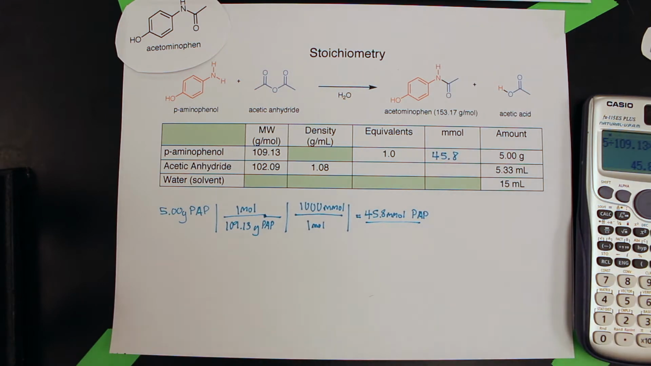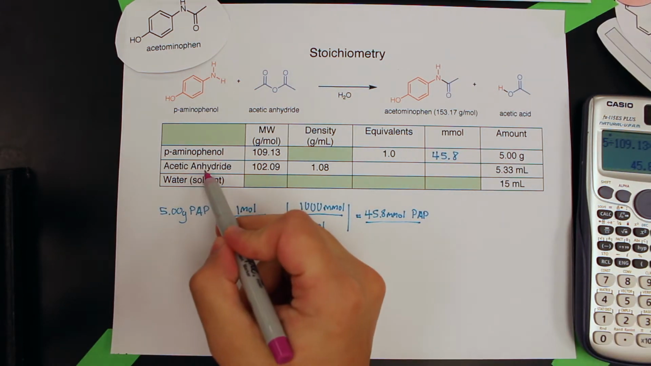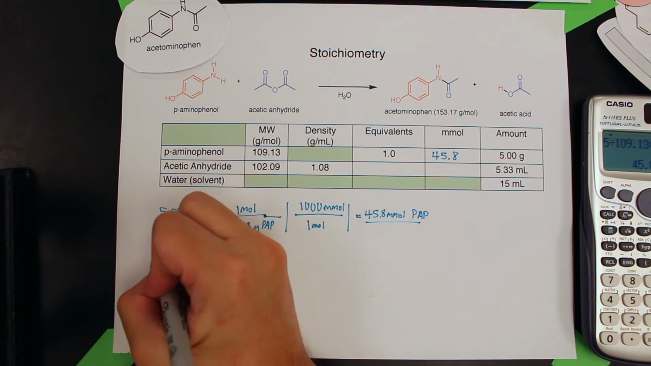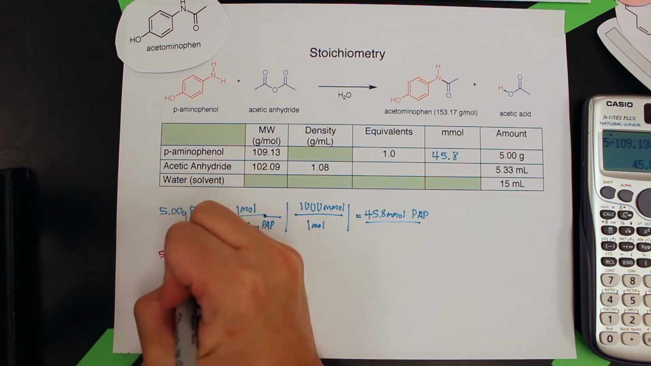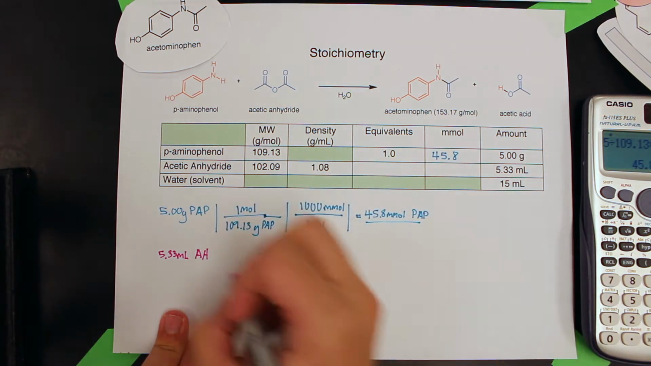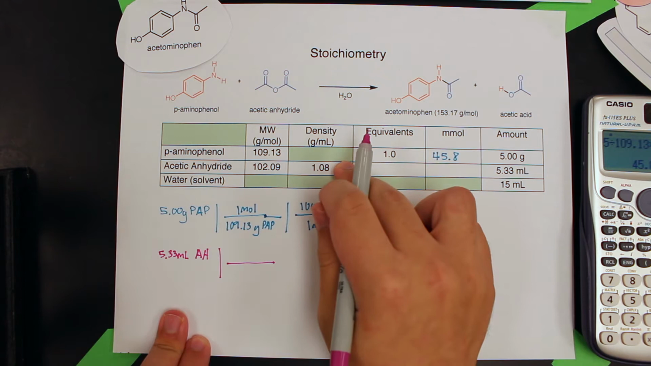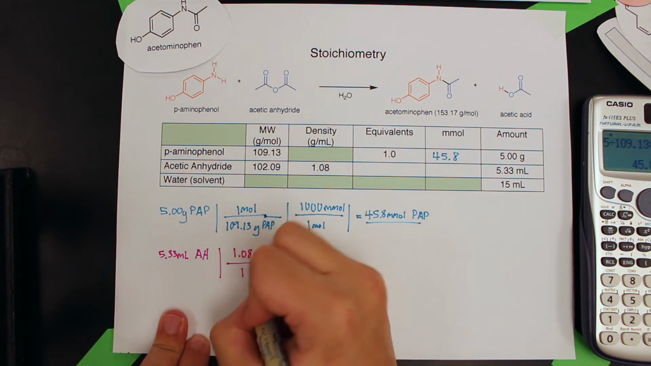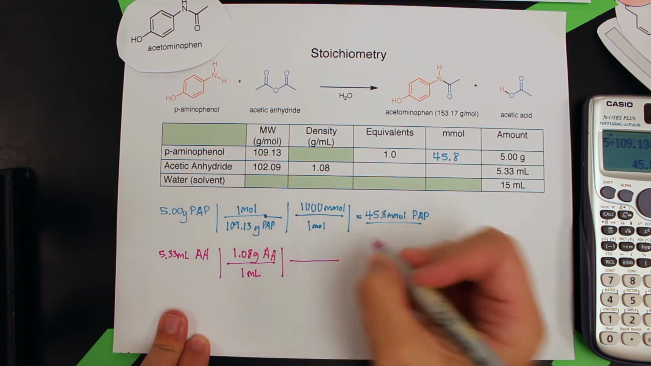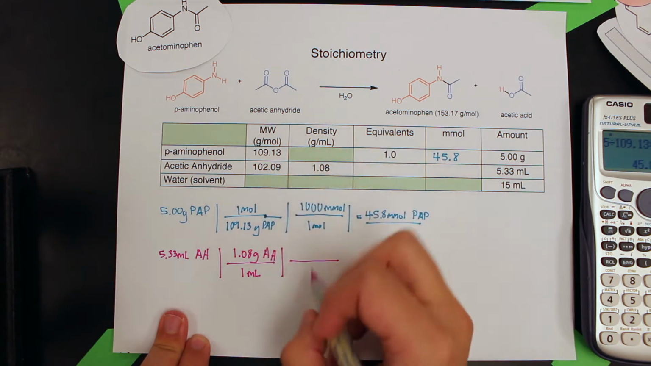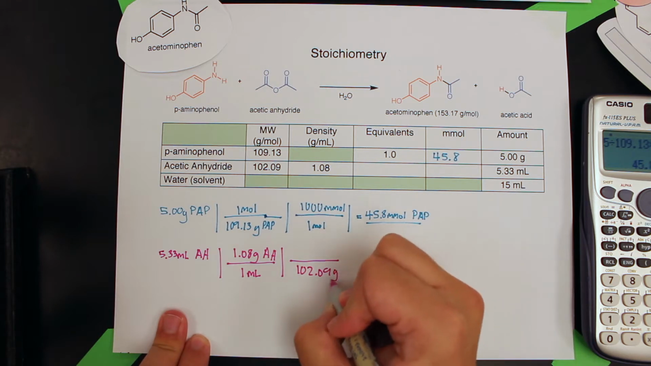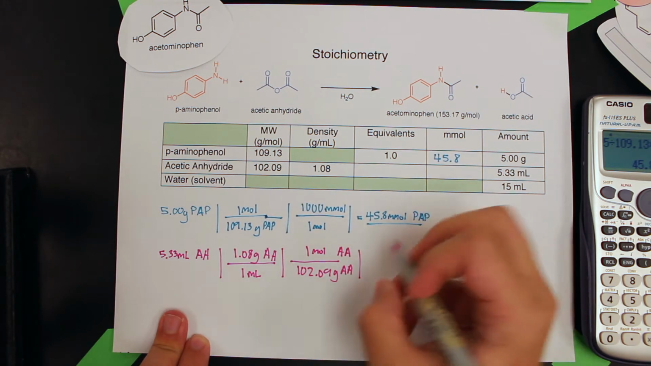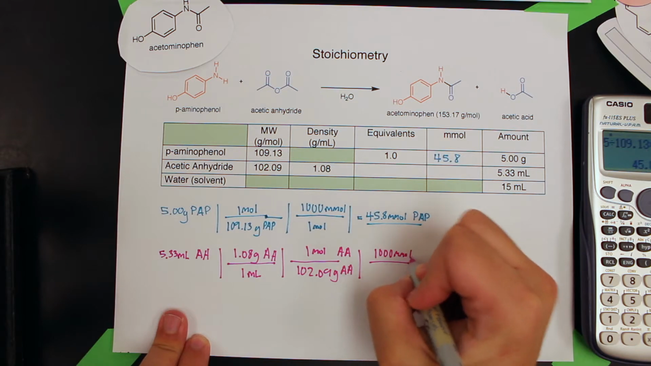Okay, we can use the same process to figure out the millimoles of acetic anhydride. But the only difference is we're starting with milliliters, because when it was measured in the experiment, it's a volume, not a mass. So 5.33 milliliters of acetic anhydride, which I'll abbreviate as AA. And now we're going to use the density. So there's 1.08 grams of acetic anhydride for every 1 milliliter. And now we can go from grams into moles, just like before, using the molar mass. So there's 102.09 grams of acetic anhydride in 1 mole of acetic anhydride. And just as before, there are 1,000 millimoles in 1 mole.